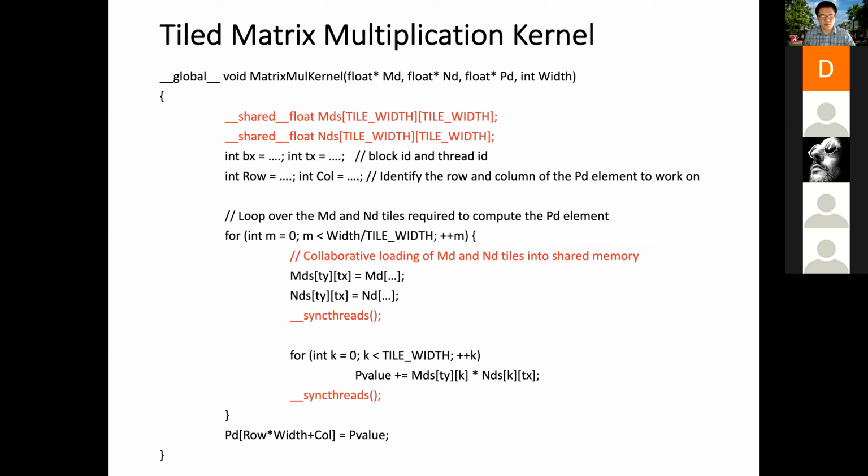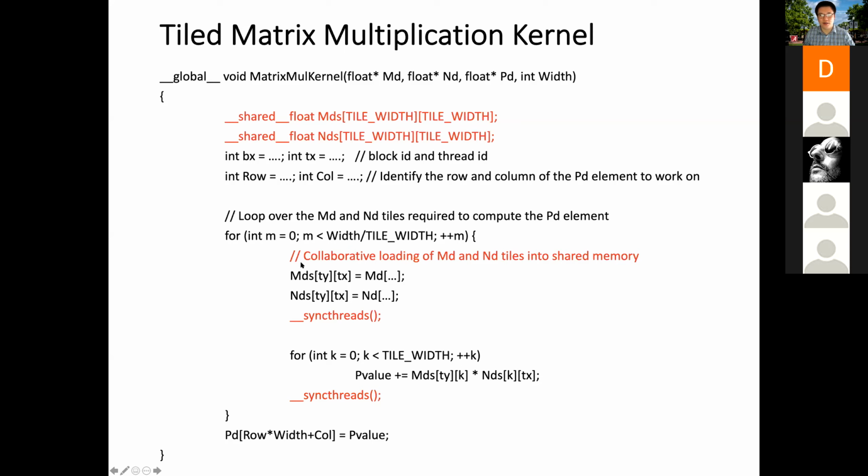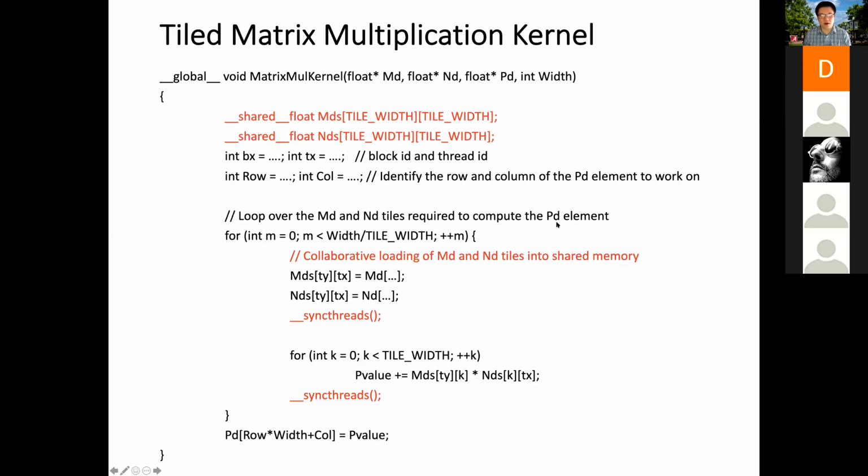So you just loop all the... here, for example, M, in this example, M is from 0 to 3, right? We have 4 iterations. In each iteration, you just calculate one block. In each iteration, you first load the data into the shared memory and do the synchronization, and you calculate the one tiled row times one tiled column, and then you do another synchronization.